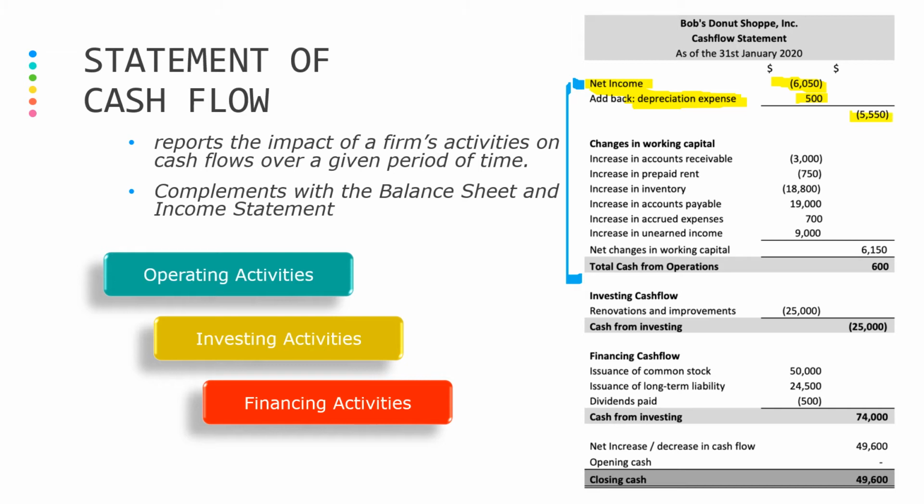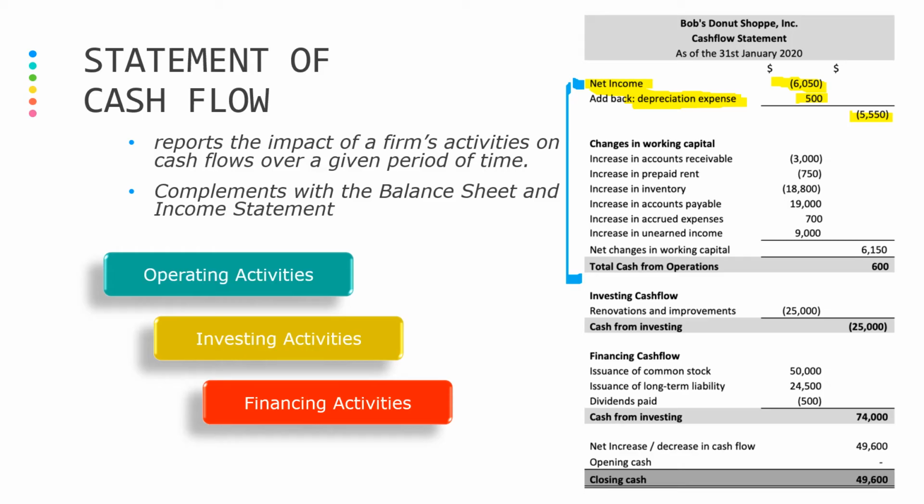Okay, so let's go to the activities under the operating activities. Okay, first, what is an operating activity? It includes any sources and uses of cash from the business activities. So in other words, it reflects how much cash is generated from a company's product or services.